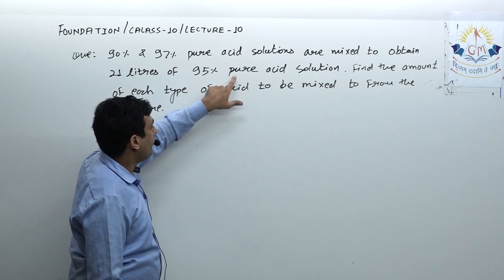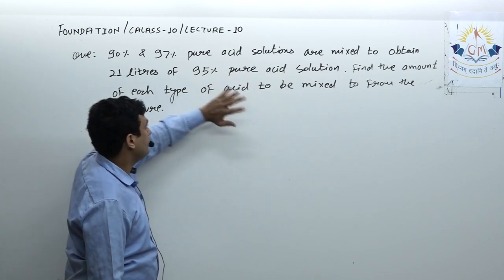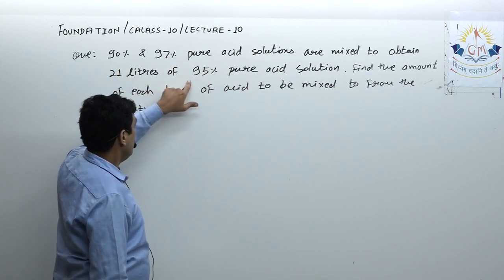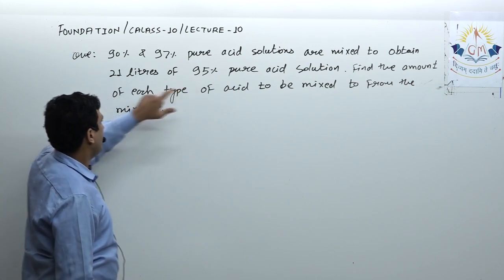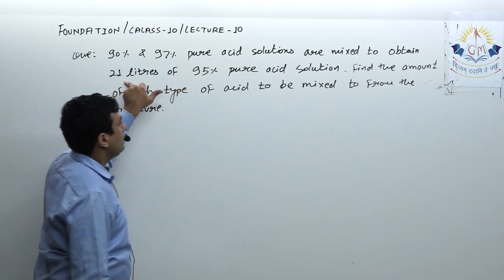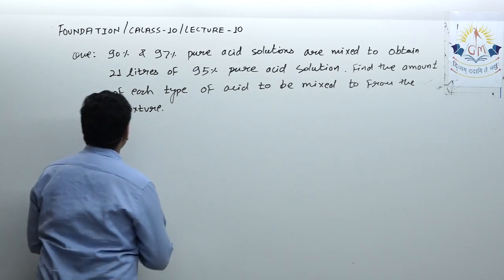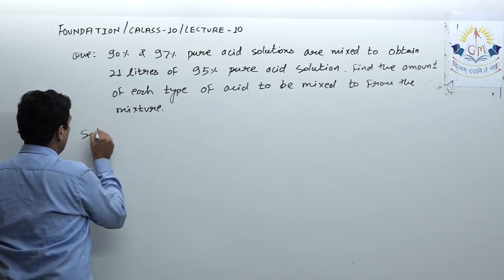So that we can obtain an acid solution which is 95% pure and its quantity is 21 liters. So let us start its solution.